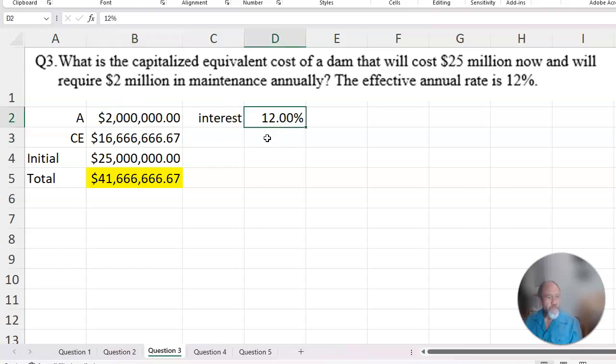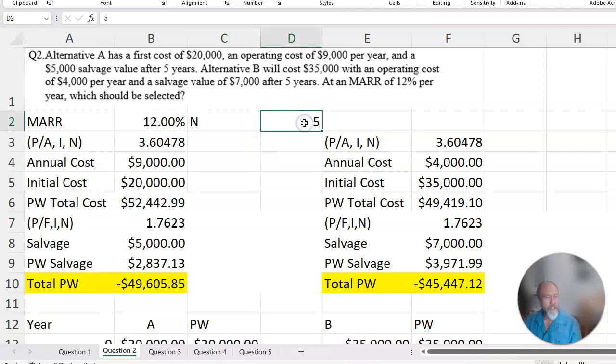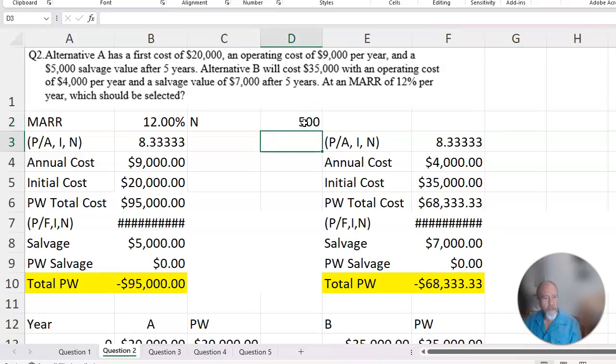Now, suppose you can't remember that. Okay, and then what you do is you take that capital equivalent cost and you add in the initial, and voila, you've got the total cost. What if you can't remember that? Well, you could calculate the present value and just keep jacking up n. Let me show you, for example here. If we were to change this n to, let's say we changed it to 500. Okay, now suppose I changed it to 501.